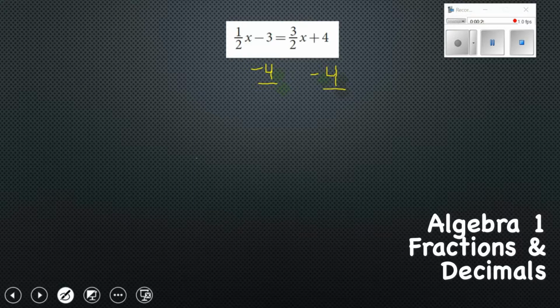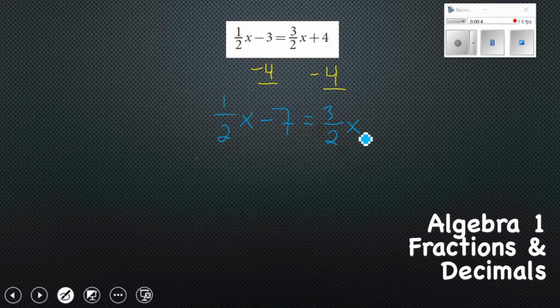And I'm going to rewrite the equation. That's always a good habit to be in. So I'm going to bring down my 1/2 x. Of course, this now becomes minus 7 because I've done negative 3 minus 4. On the right side, the 4 is gone because 4 minus 4 is 0, and I'm left with 3/2 x.